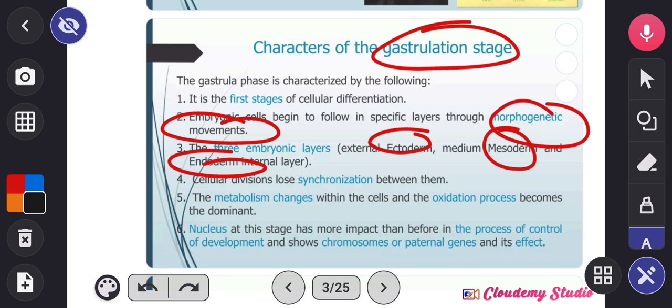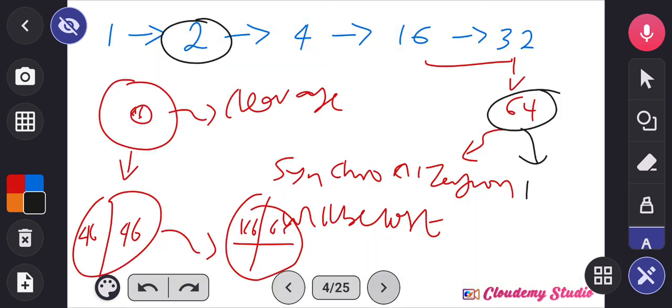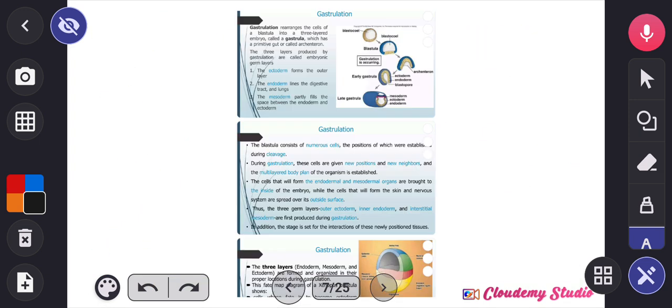And the metabolism changes within the cell and the oxidation process becomes the dominant factor. The nucleus at this stage has more impact than before in the control of development and shows the chromosome of partner genes and the effect. And at this stage, that is where we'll be talking about the molecular basis of gastrulation itself, because the molecular basis actually arises from the concept of the nucleus and the chromosome. We are still going to talk about that. So these are the characteristics of the gastrula stage.